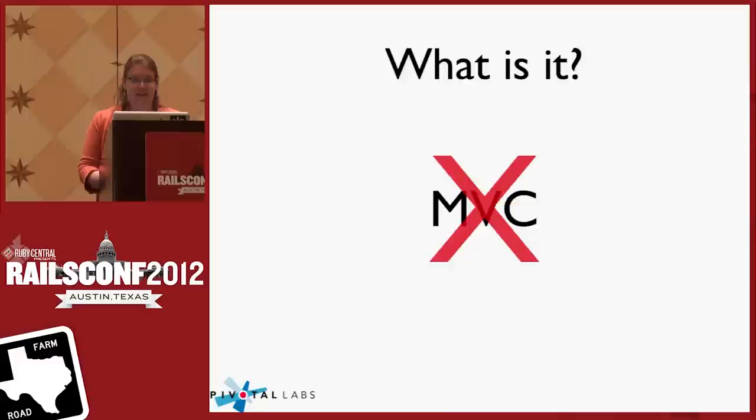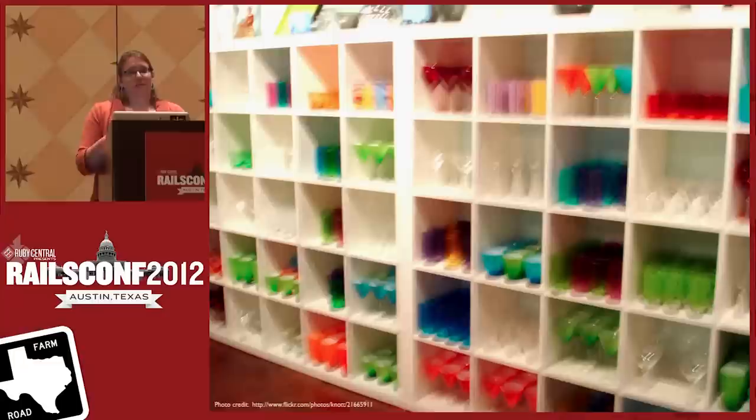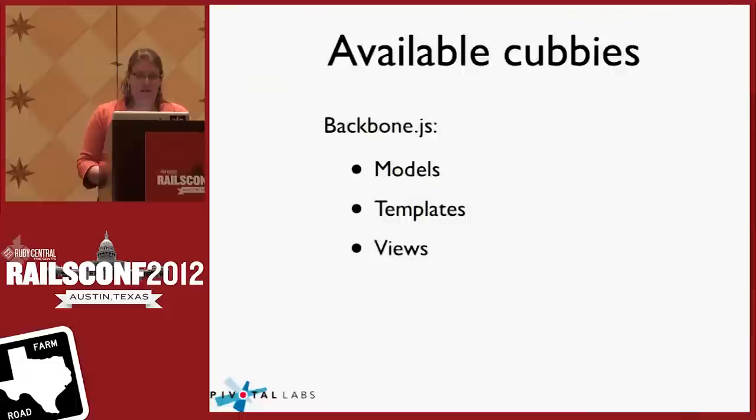Instead, think about Backbone as a set of cubbies in which you can put different types of code, so to keep them organized, right? So unfortunately for us, the names of the cubbies in Backbone and the names of the cubbies in Rails are similar, and they don't do the same thing. So let's break that down just a little bit. The first thing to know is that Backbone doesn't have anything called controllers, which is one reason why it's not an MVC framework, because there's no C in their MVC. But it has models, templates, and views. And then Rails, of course, has models, views, and controllers.